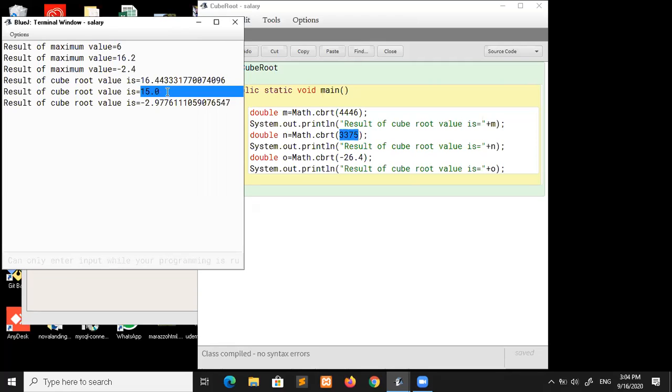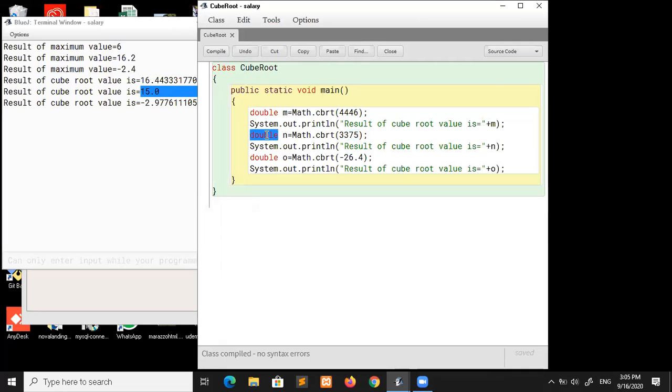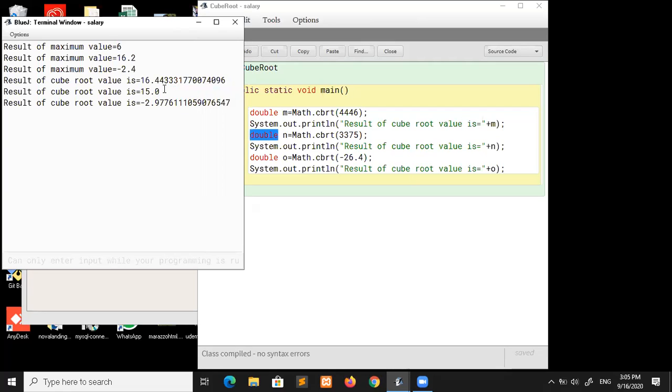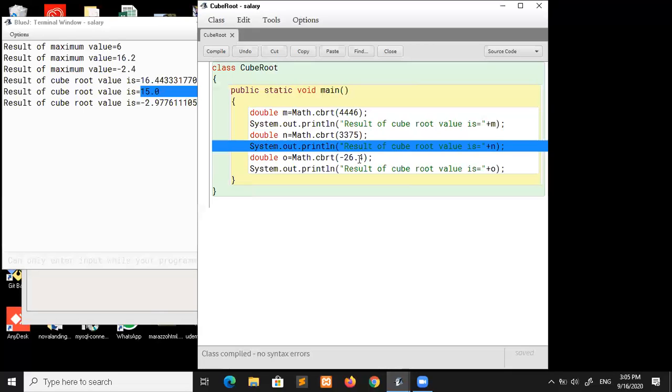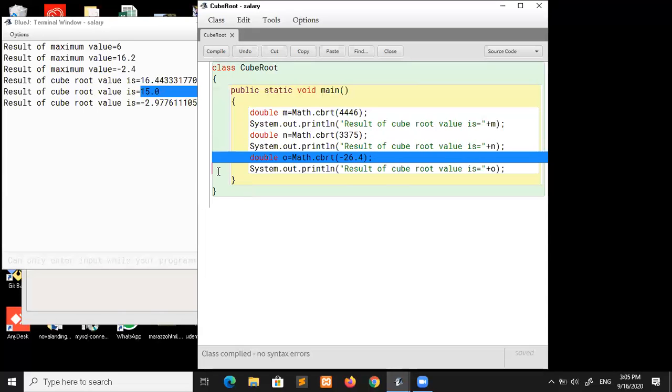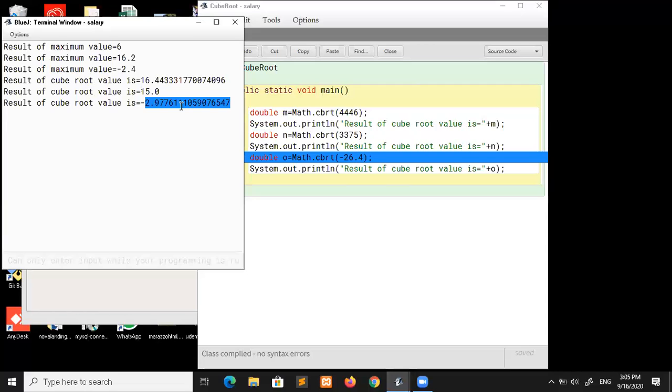So the cube root of 3375, which is specified in your textbook, you're getting the result as 15.0. Getting it? Why? Because here I have specified the data type as double, so that's why it is giving me an approximate answer. It's not giving me only 15, though it has the value 15 only, the system is giving me an approximate answer. Getting it? Now if I come to minus 26.4, the cube root of this is minus 2.97 and so on.